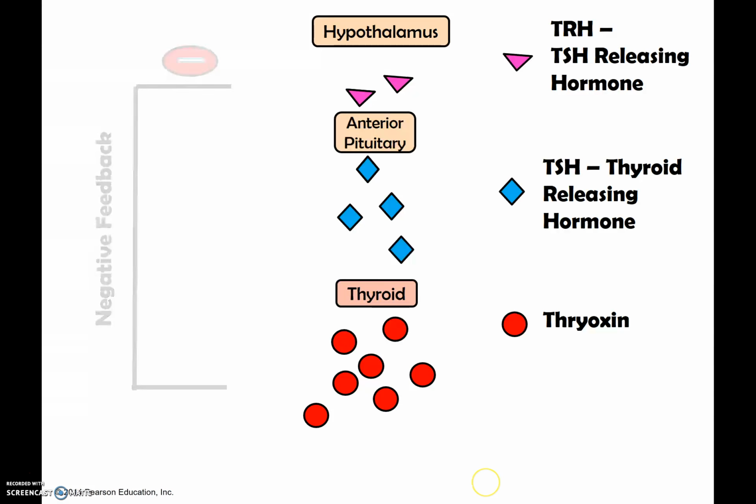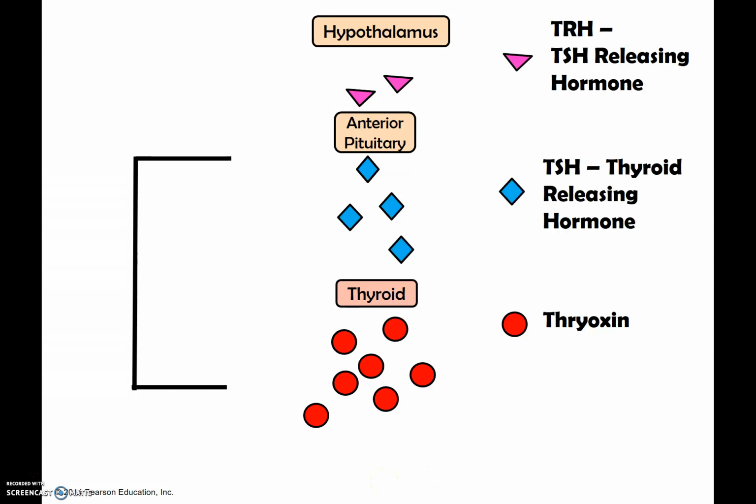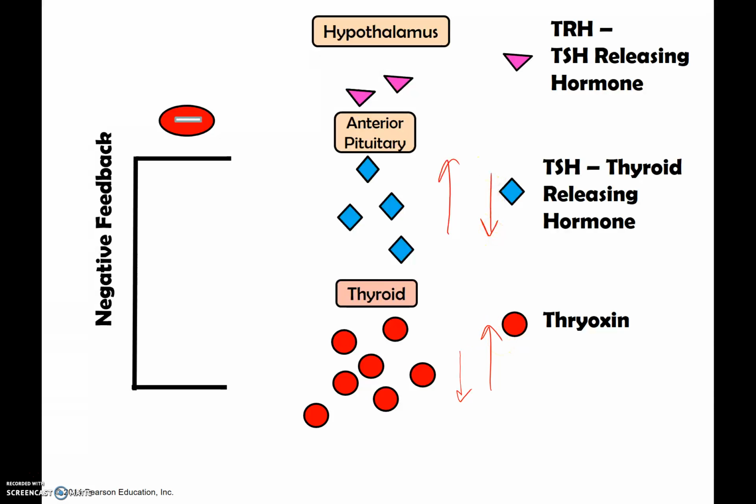The thyroxine actually also feeds back and can inhibit or direct the anterior pituitary as well. So the thyroxine levels also influence the anterior pituitary. If the thyroxine levels are too low, the anterior pituitary will increase the amount of TSH. If the thyroxine levels are high, then the anterior pituitary will decrease the amount of TSH that it makes.